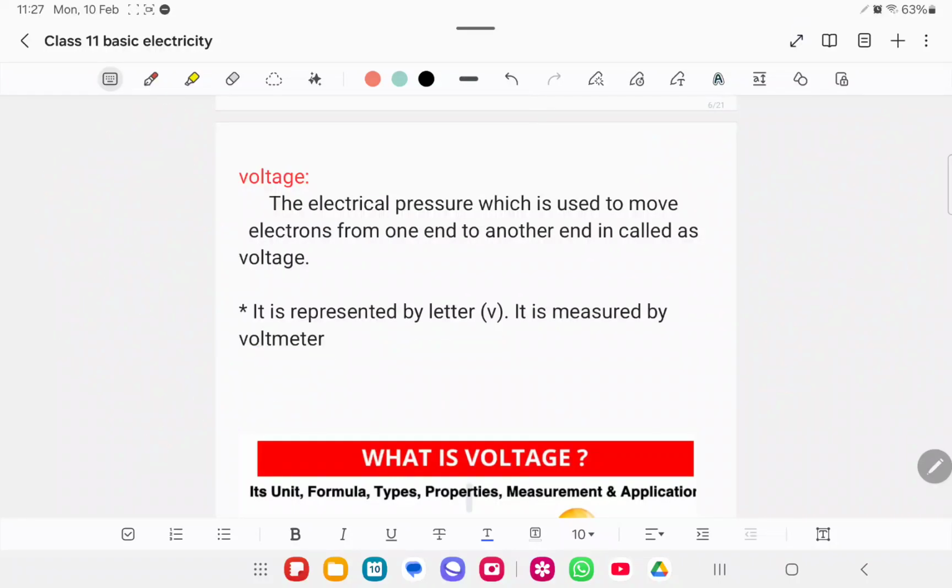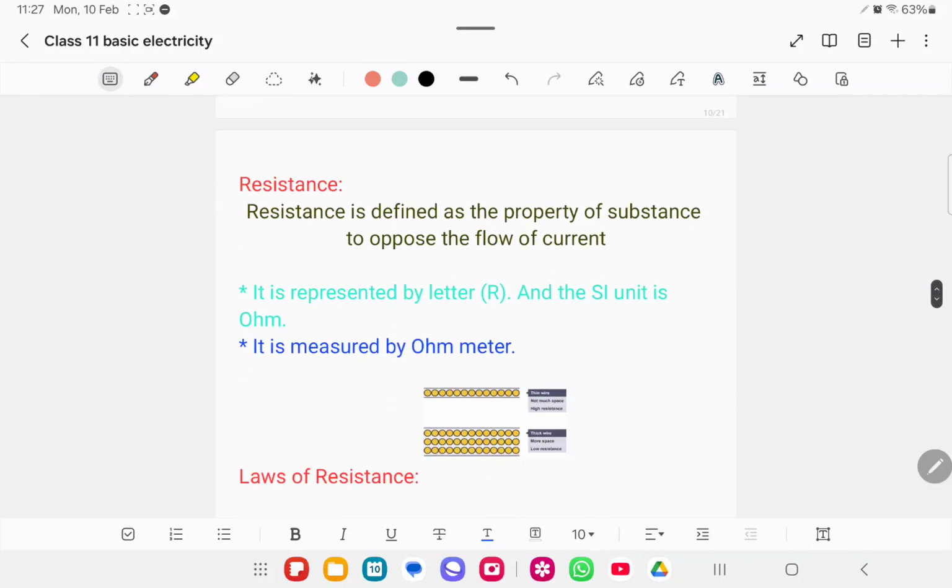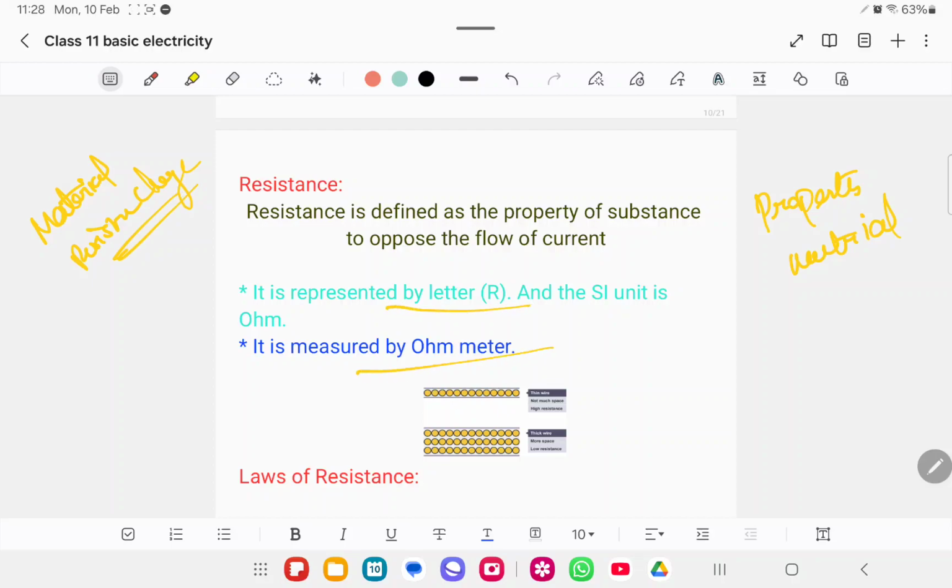Then we are moving to resistance. What is resistance? I already told you, it is nothing but a property of a material. According to the material, the resistance can be changed. When the material changes, resistance changes. Resistance is represented by the letter R and it is measured in ohm meter.